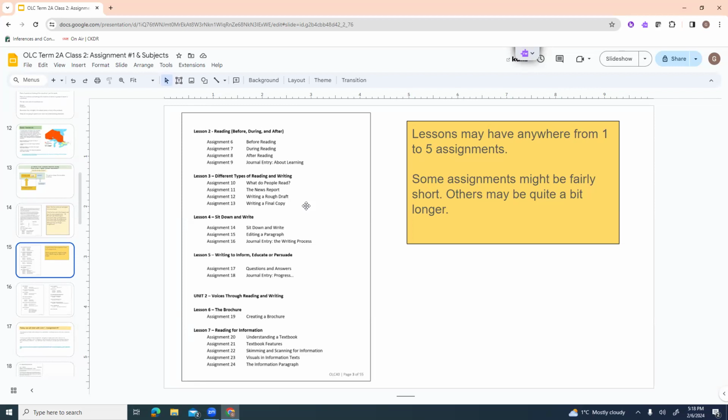Unit 2, the big writing project comes up right up front. I don't know why. Sorry, we have to do a brochure, which we'll talk more about later. Then we do in lesson 7, a bunch of assignments that are all about reading textbooks and finding information in textbooks. I find people are worried about those, but actually they go really quick. They're usually really easy assignments to do.